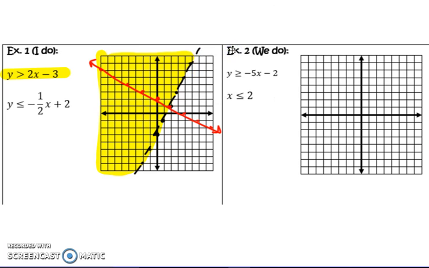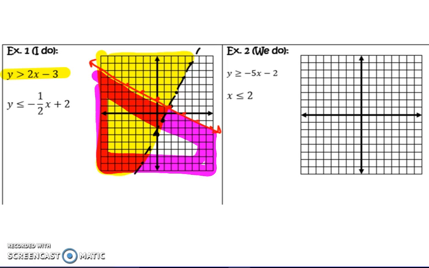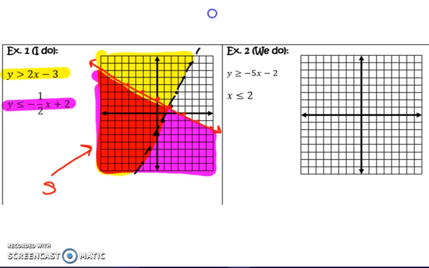Now, for our shading, again, I'm going to pick a different color. Since it is less than or equal to, we are going to shade below it. And if you notice, when I do this shading, I now have 3 different sets of colors on my coordinate plane. In this case, my solution is where they intersect. So for this graph, my solution is going to be this left-hand red color. Now, if you use pen and highlighter instead of 2 different color highlighters, it's going to be where the pen and the highlighter are on top of each other.